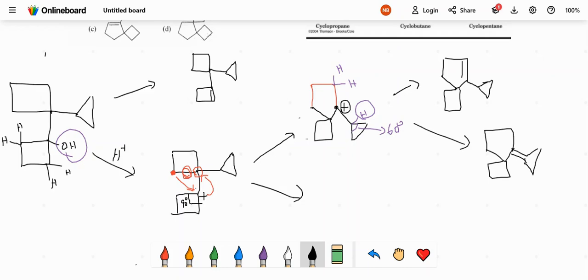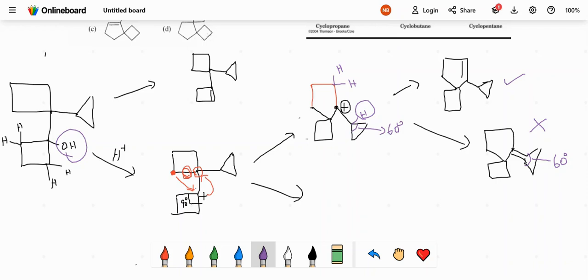like this, right? But look at this, here there is only 60 degrees in the cyclopropane ring. So 60 degrees means it will be less stable. Because the double bond is also sp2 hybridized, we need 120 degrees, and this is almost half the angle. So it is not a stable one. This will be the stable product.